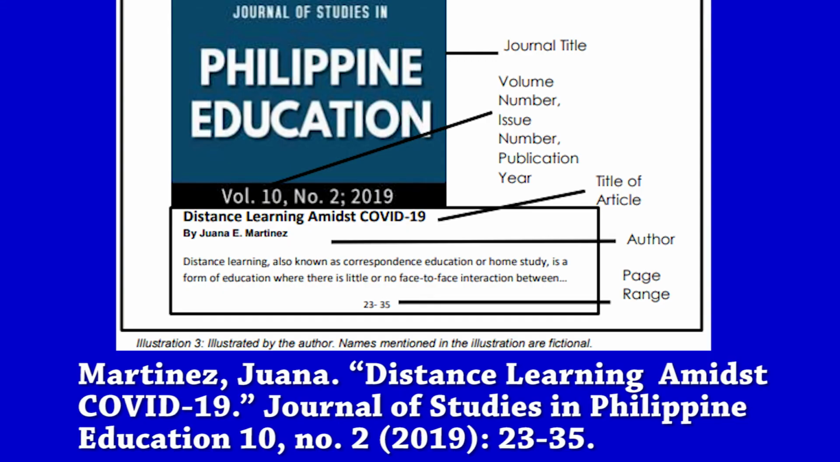Next, saan makukuha or where we can find the title of article? Okay, nandun siya sa ibaba. So, yung title of article is this: Distance Learning Amidst COVID-19 by, yun yung author, by Juana E. Martinez. So, yung pages na pinagkuhanan ninyo ay yung pages 23 to 35. So, ganun yung magsulat. That's the format of writing the bibliography kung ang source ninyo is a journal.